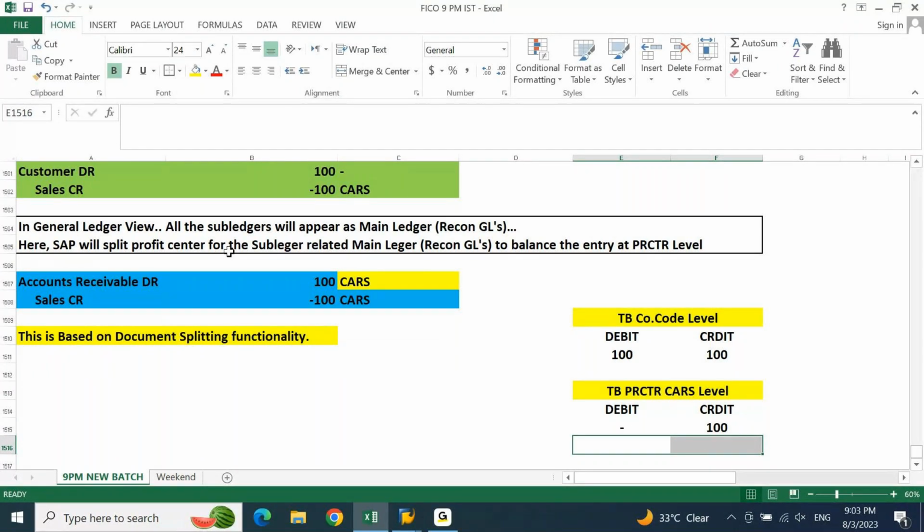When it is splitting the entry, what is it going to do? It is going to look at, okay, you are using a customer account here. For the customer account, you would have assigned a GL account, which is nothing but the reconciliation main ledger. For the customer, you would have assigned the accounts receivable GL account. So what is the system going to do? It is going to convert the entry view into the ledger view, which means the general ledger view. In the general ledger view, it is going to split the entry according to profit center. So it will look at the offsetting account.